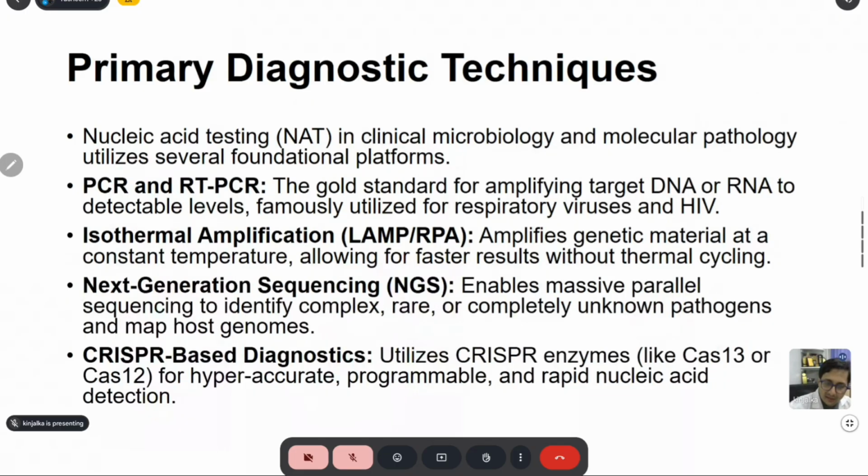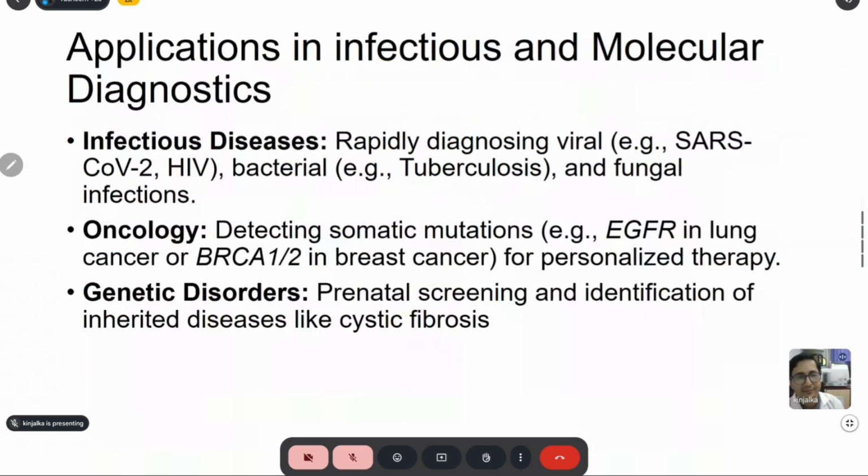And then CRISPR based diagnostics, it utilizes a set of enzymes called Cas13 or Cas12. It is very accurate and basically it snips the DNA and you can edit. It is like a DNA editing tool, and it is also used for rapid detection. So it is not only restricted to infectious diseases. It has applications in detecting somatic mutations in cancer like EGFR in lung cancer, BRCA1 in breast cancer, and so on. Detecting various genetic disorders like prenatal screening, identifying inherited diseases like cystic fibrosis, even sickle cell, and so on.